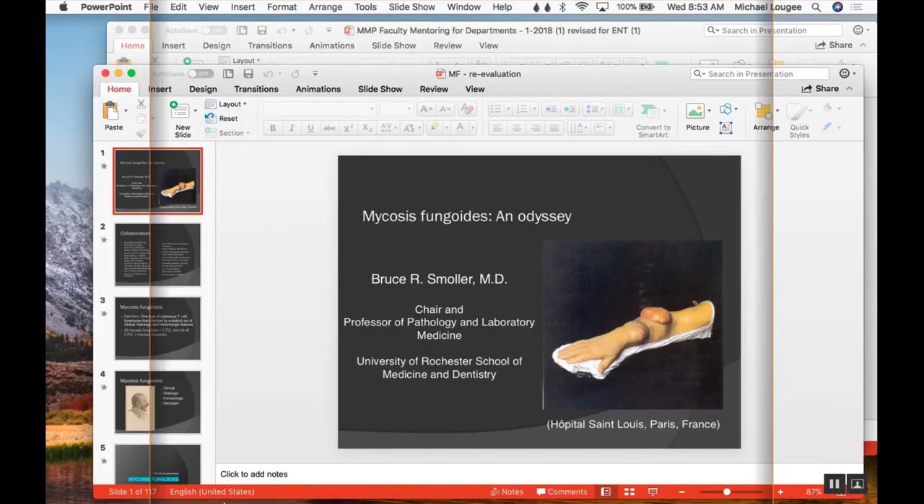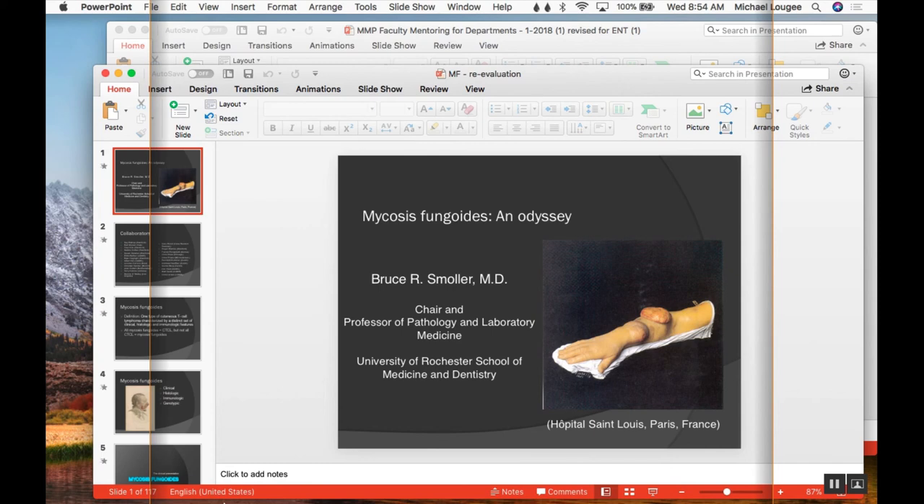Question and answer from dermatology. So in our CTCL clinics, we're frequently checking clonality in both skin and blood. And what is your experience in thinking about that process in the staging of the MF patient?